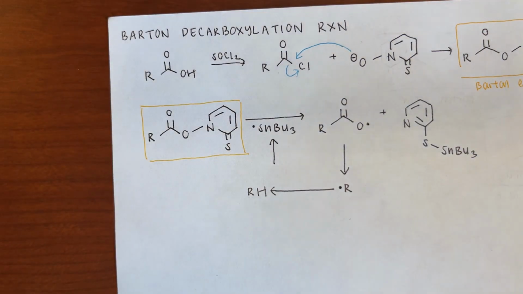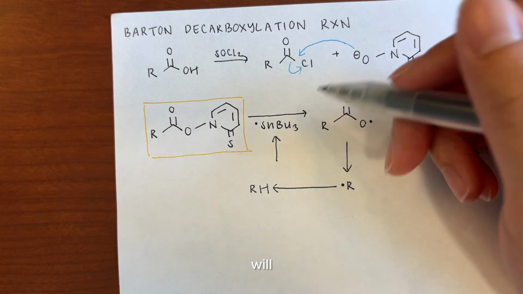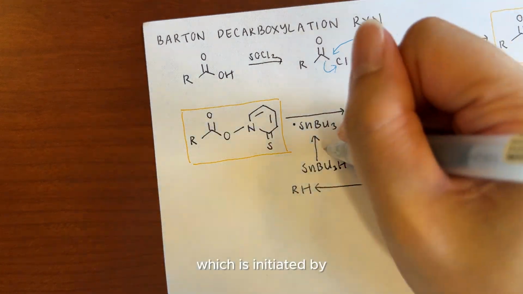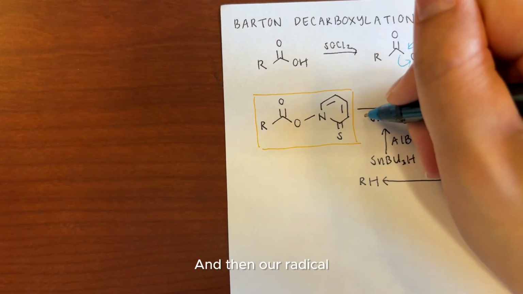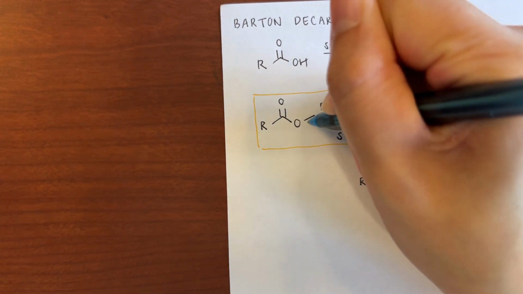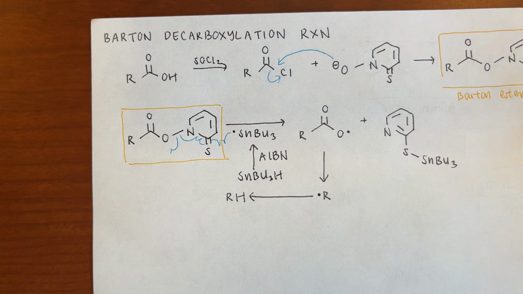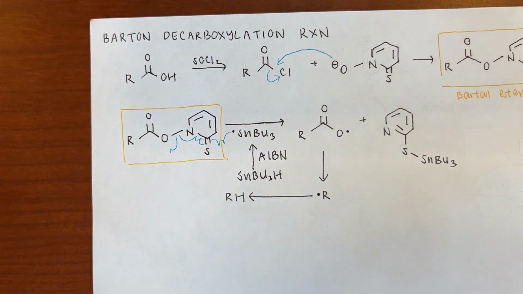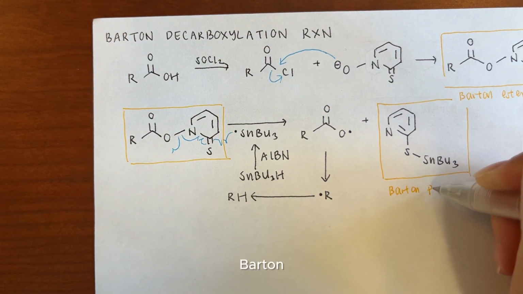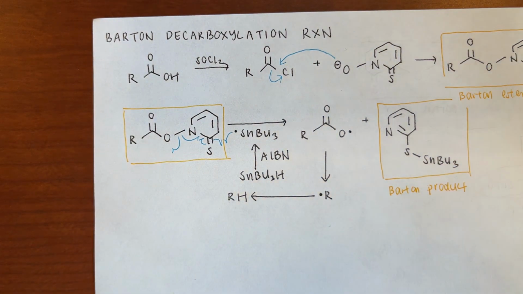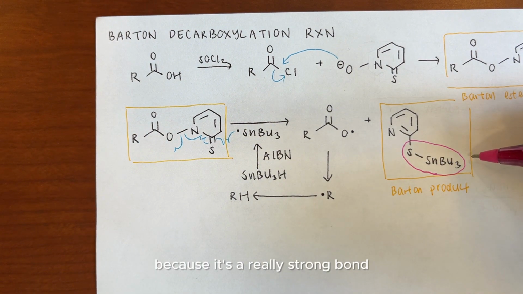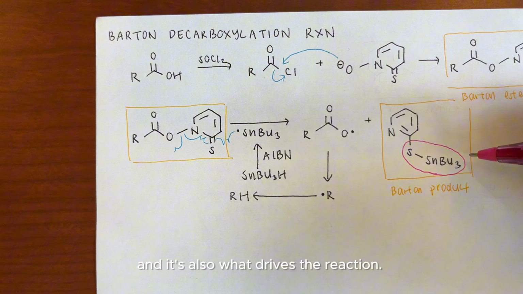To start this off, to get our radical, we will have our tributyl tin hydride, which is initiated by AIBN. And then our radical will go something like this. It forms our radical carboxylic acid and something known as the Barton product. And this right here is a very important thing to note because it's a really strong bond and it's also what drives the reaction.